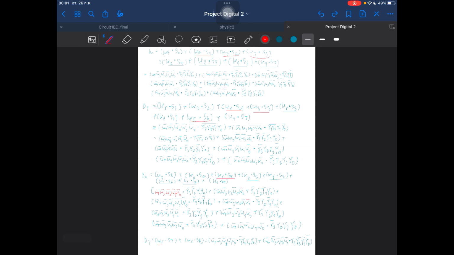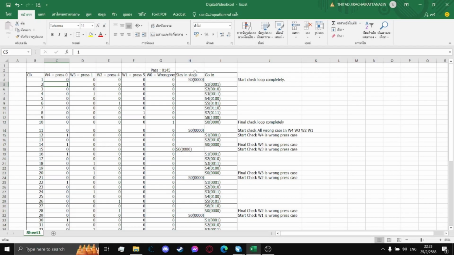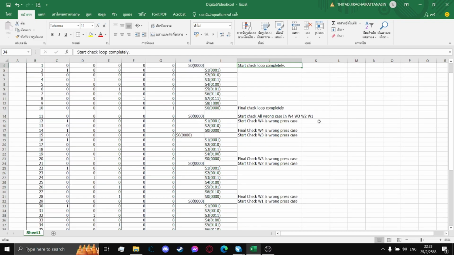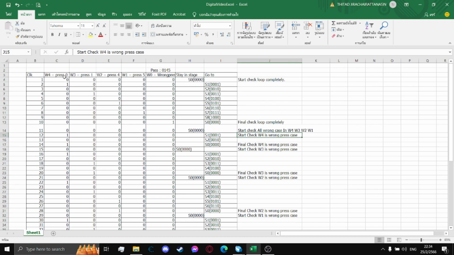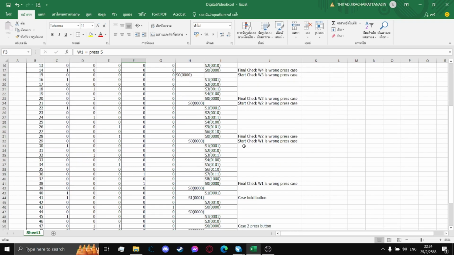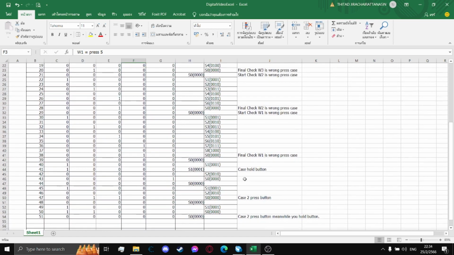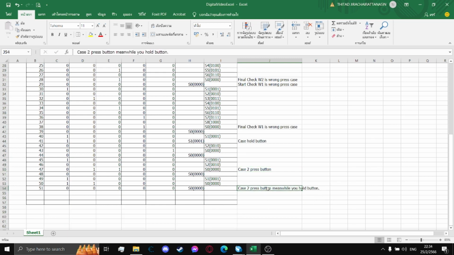Then we will look at the vector table on my computer. And this is my test vector. In my test vector, I will check the finish loop and check the input when W4, W3, W2, W1 is in the wrong place, and check the case of holding the button, the case of pressing the button, and the case of pressing the button when you hold the button.